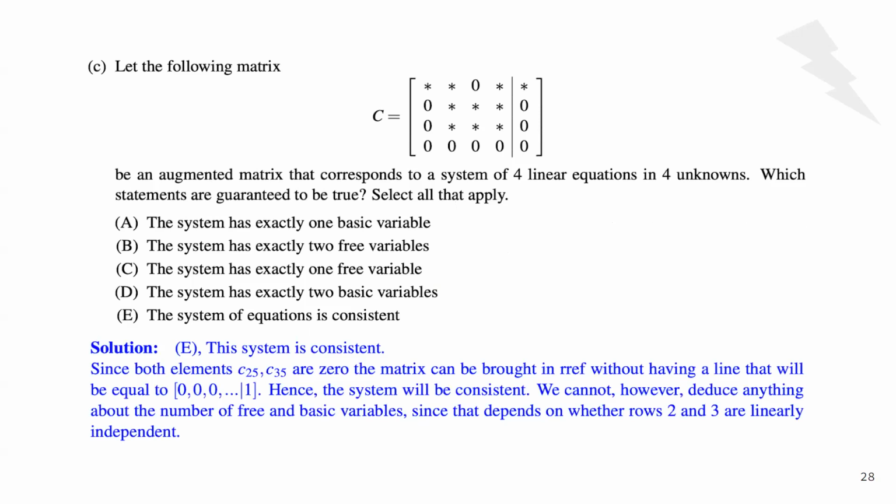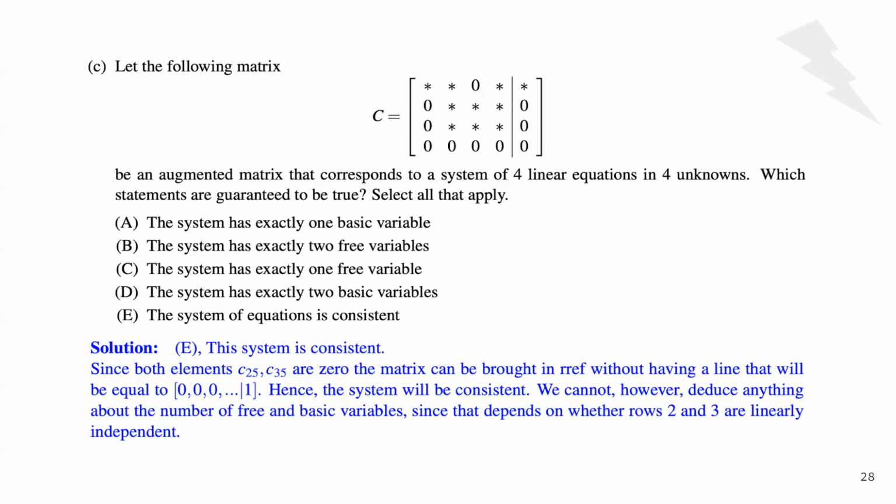And the solution to this question is E, that the system is consistent. So we can say that since both are elements of, I guess when they say C, it's C2, so on column 2 or row 2, column 5, and row 3, column 5 are 0, the matrix can be brought into reduced row echelon form without having a line that will be equal to 0, 0, 0 equals 1.